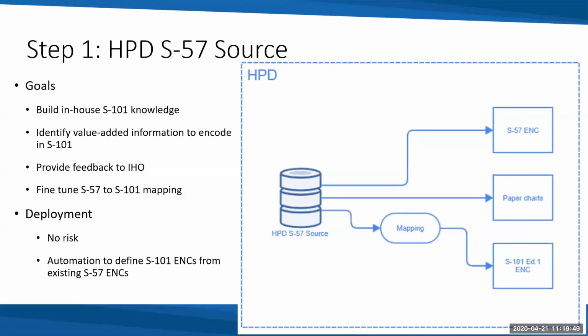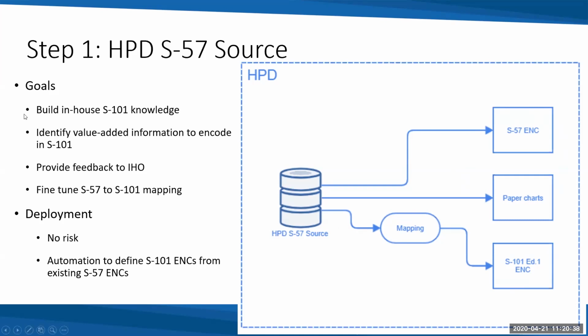And as I mentioned, I have one slide for each step. The first one is the S57 source. So you see that diagram where on the left, I have the source database, which is S57. You have your usual production lines for S57 ENC and paper charts. And you're adding a new production line for S101 edition 1 ENC. And so, of course, you need a mapping between the S57 source and the S101 ENC product, so that when you populate and when you update your S101 ENC in HPD, you're mapping the source to the products.